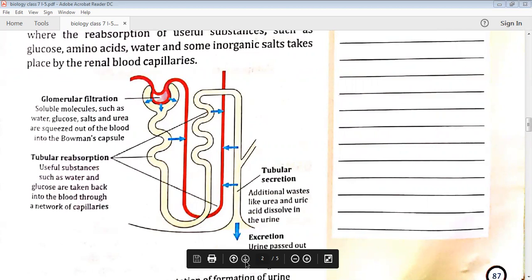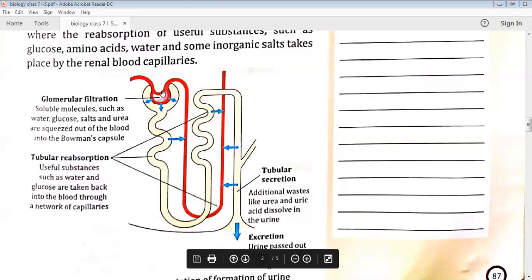The narrowing of blood capillaries causes an increase in the pressure. As you can see in the figure, the red color shown is the glomerular filtration, and this cup shaped structure is Bowman's capsule. The blood capillaries become very thin to increase the pressure of the blood, due to which water and soluble molecules present in the blood get filtered out into the cavity of Bowman's capsule.